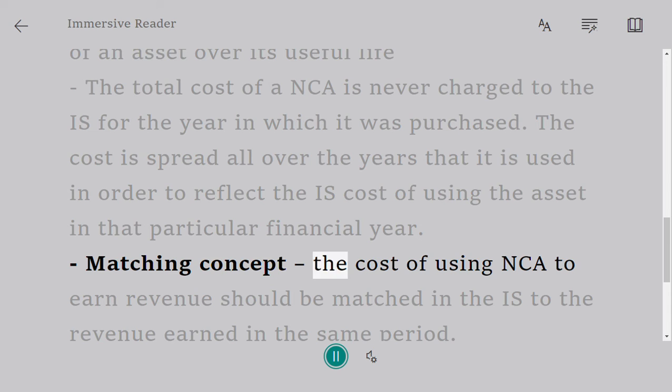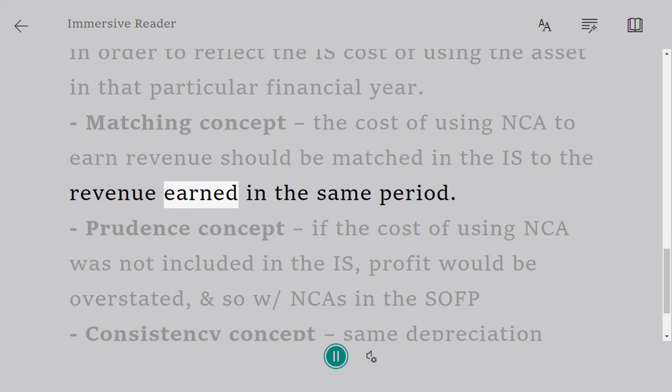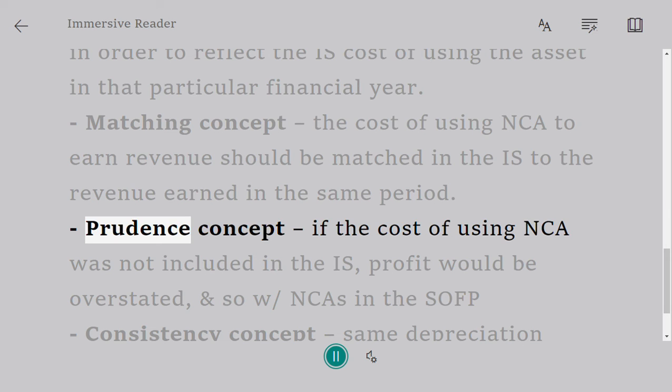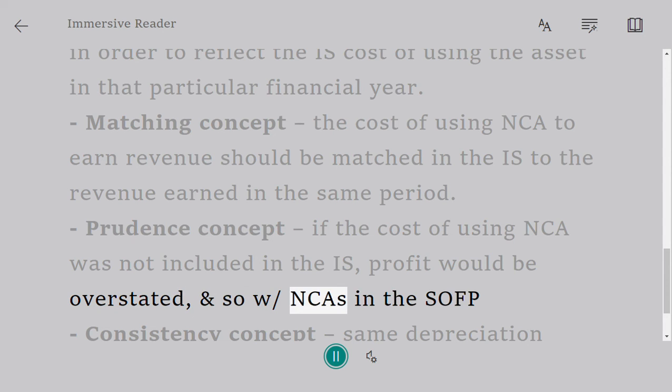Matching concept: the cost of using NCA to earn revenue should be matched in the IS to the revenue earned in the same period. Prudence concept: if the cost of using NCA was not included in the IS, profit would be overstated, and so would NCAs in the SOFP.